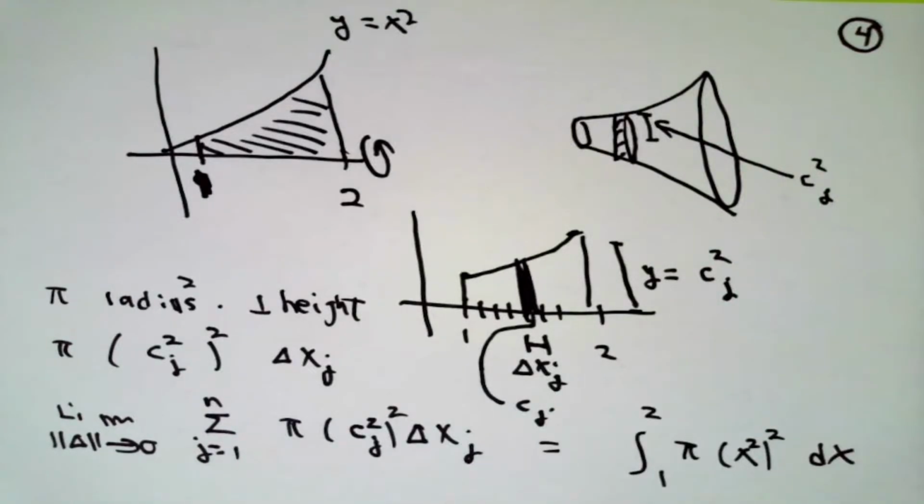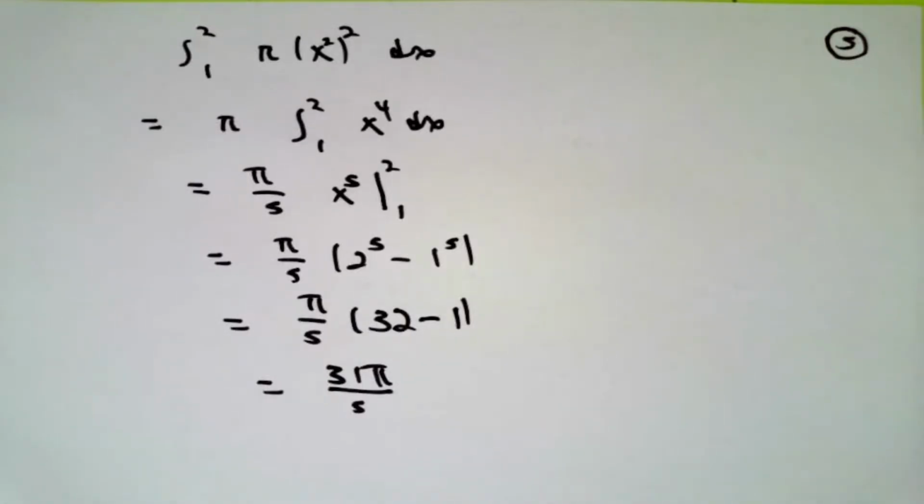As usual, limit of sum transforms into an integral sign. The delta xj's turn into dx, and in all that remains, every place where I see cj, write down x instead. Actually, evaluating the integral is a routine problem, so no details appear here. When the dust settles, we find out that the volume of our shape is 31 pi over 5 cubic units of distance.